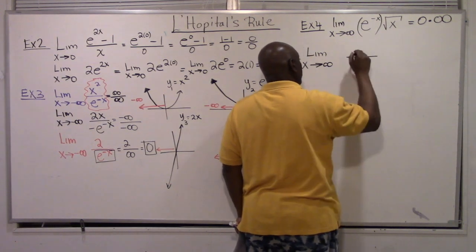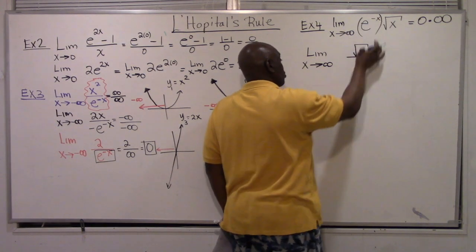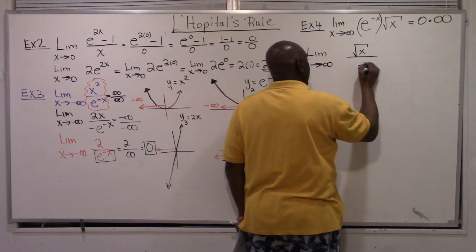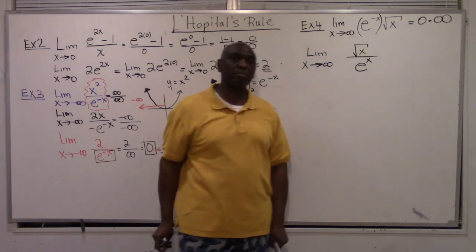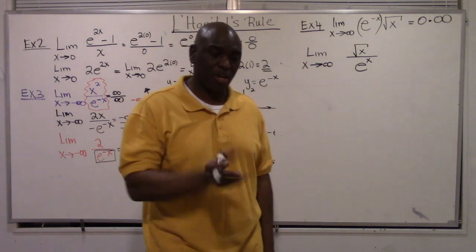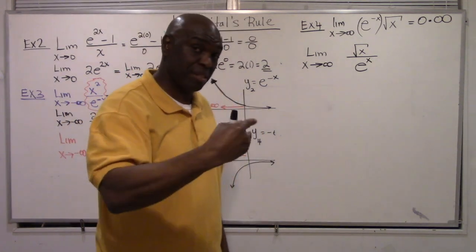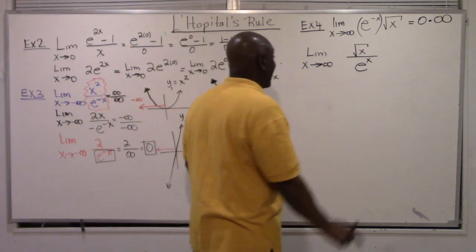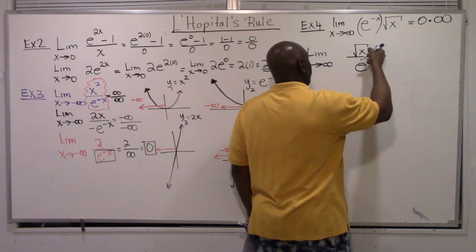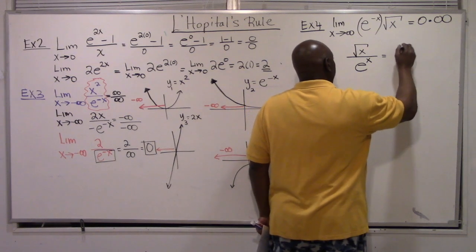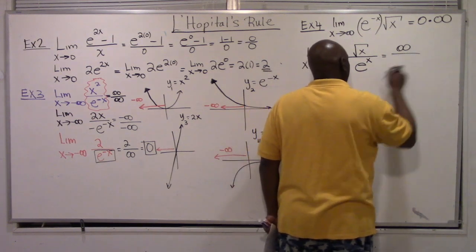I'm going to leave the square root of x up in the numerator. And this e to the negative x, I'm going to drop it down to the denominator and write it as e to the power of positive x. That's the rewrite. Rewrite it and make it fit condition one or two. Let's see if it fits now. Now I'll put infinity in. If I put infinity in a square root function, that's going to infinity as x approaches infinity. And how about e to the x?